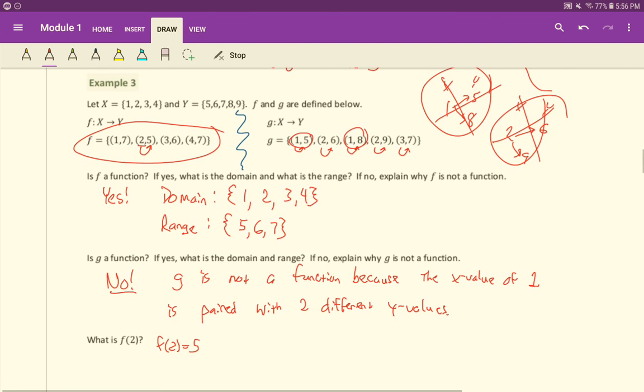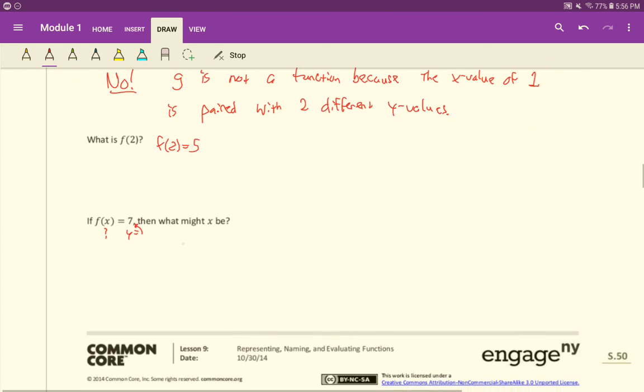So we go back up here. Okay, again, looking still at f because we're just dealing with f. Which x value gives us a y value of 7? And the answer is 4, right? And so x must be 4. Or you could also write f of 4 equals 7. Either one of these is okay.